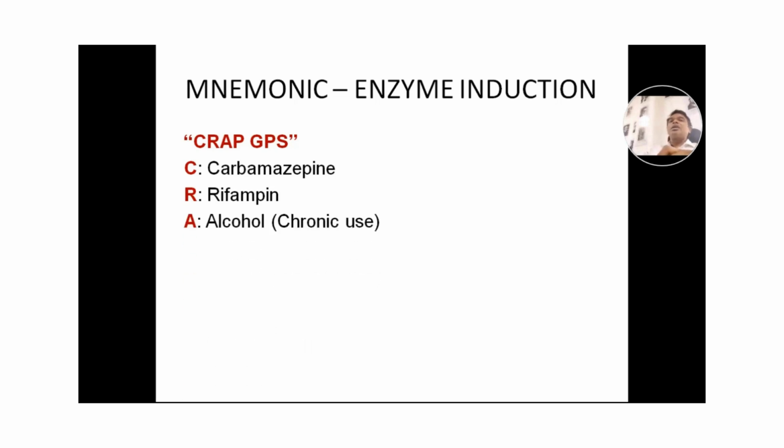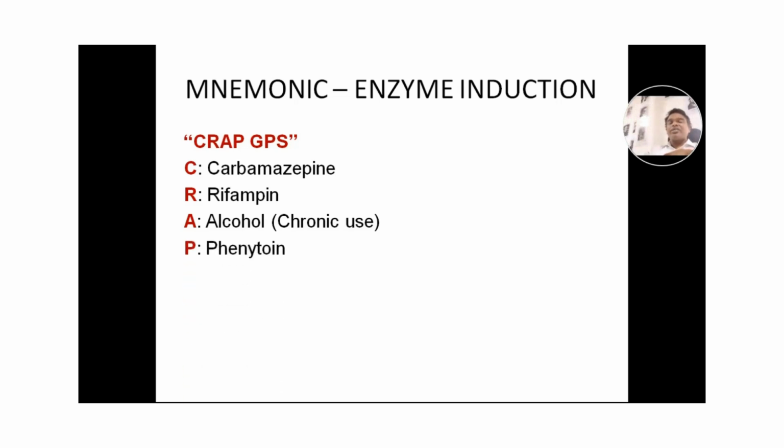The next one is alcohol. There is a special property with alcohol: it causes enzyme induction as well as enzyme inhibition. When alcohol is taken for a chronic period, it causes enzyme induction. At acute phases, or acute intake of alcohol, it causes enzyme inhibition. Now, after A, we have the letter P.